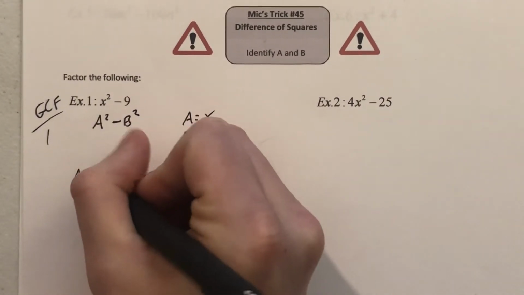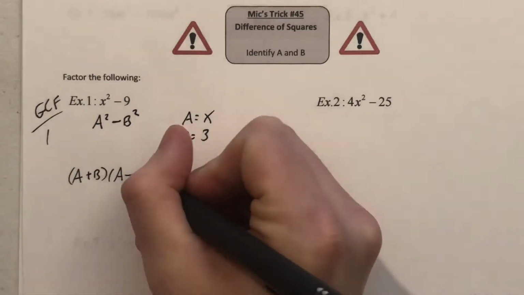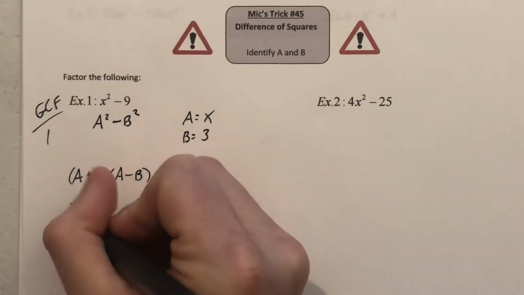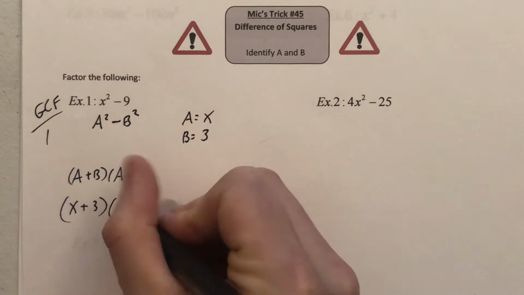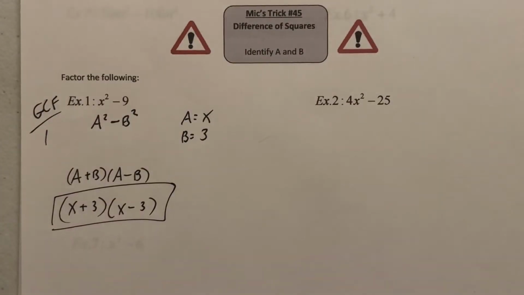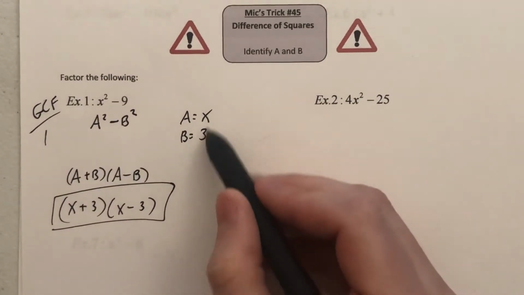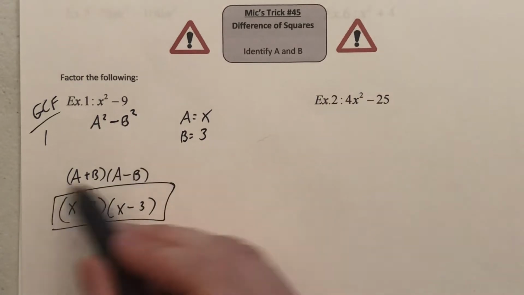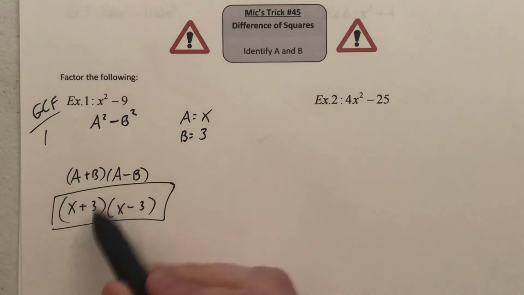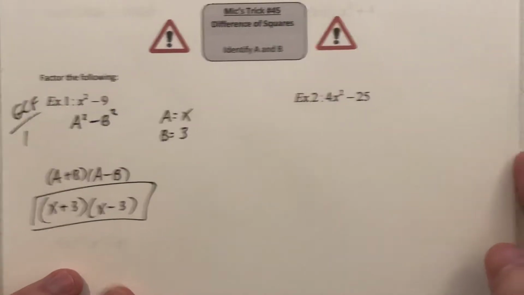So then we just need to have memorized the formula of a plus b, a minus b, and use that a and b plugged directly in. x plus 3, x minus 3, and we're factored. So that's it. Identify the pattern, identify the a and the b, plug them into the known formula, and it's factored. And again, as always, you can multiply this back out to check to make sure it does get back to where we started. So don't forget that.